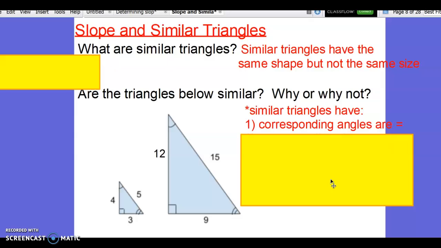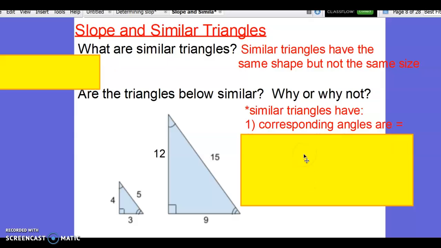Remember, the word corresponding means just ones that kind of match up. So here I have the top angle in the little triangle and the top angle in the big triangle. They are marked equal. The bottom right angle in the little triangle is equal to the bottom right angle in the larger triangle. And then we have the two 90-degree angles. So that criteria is satisfied in this picture.